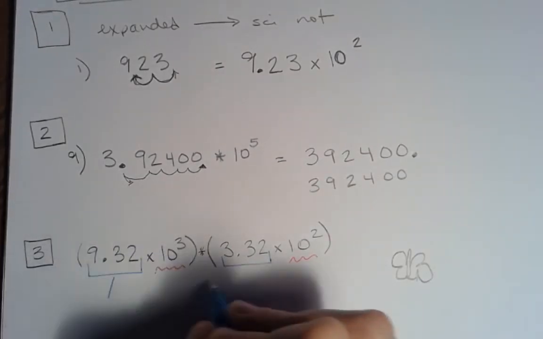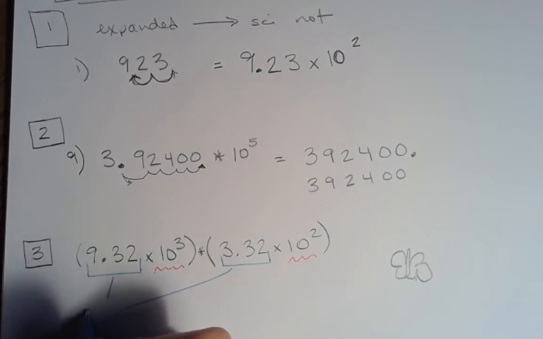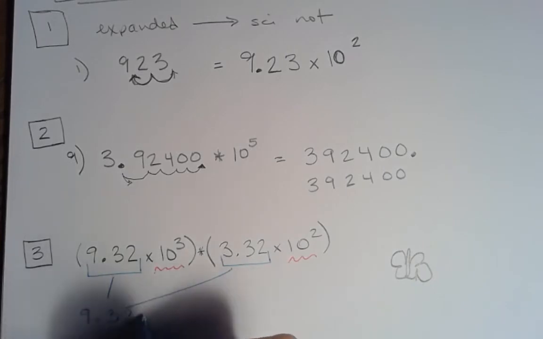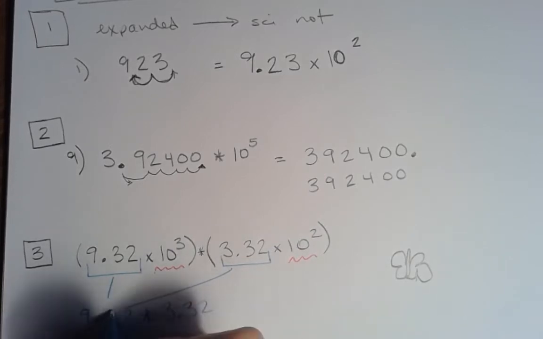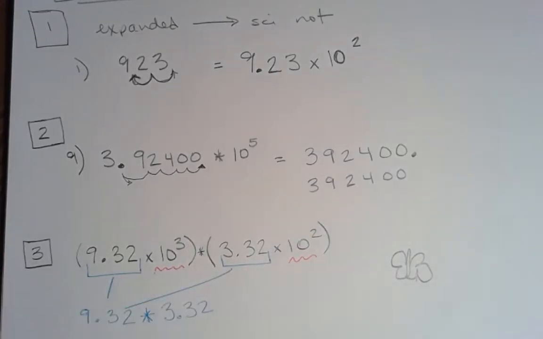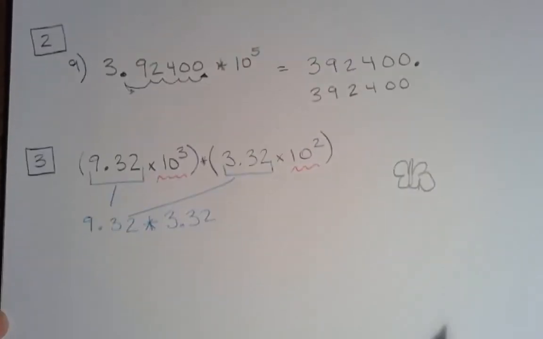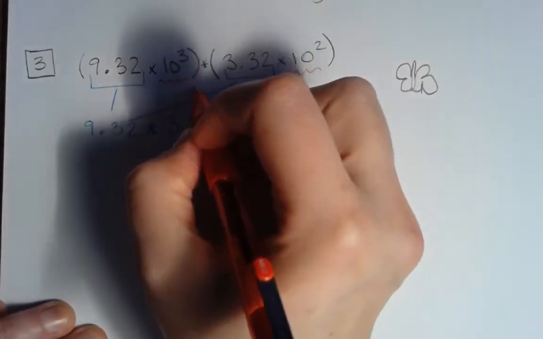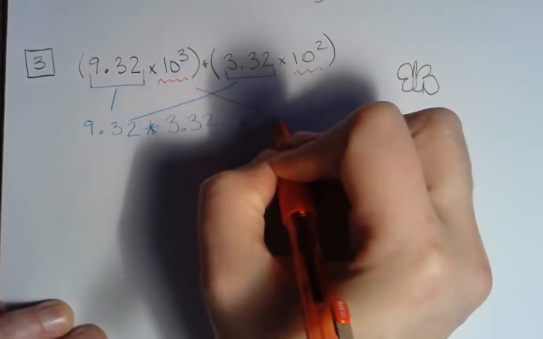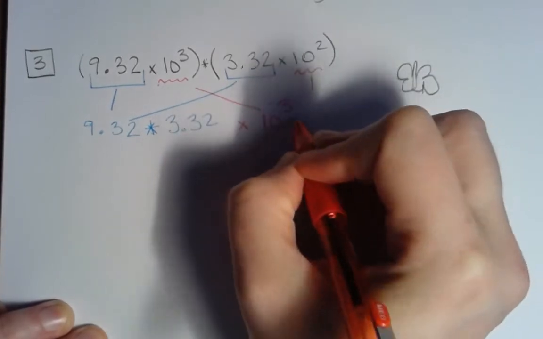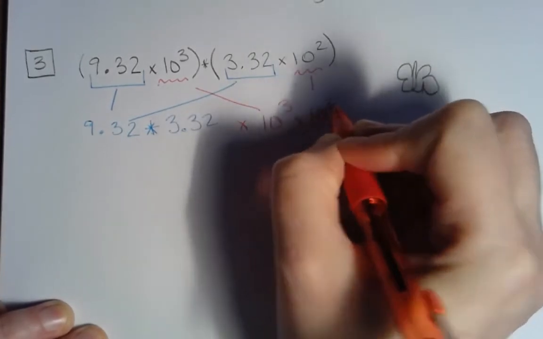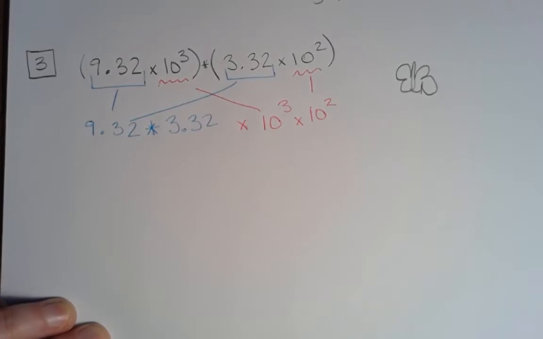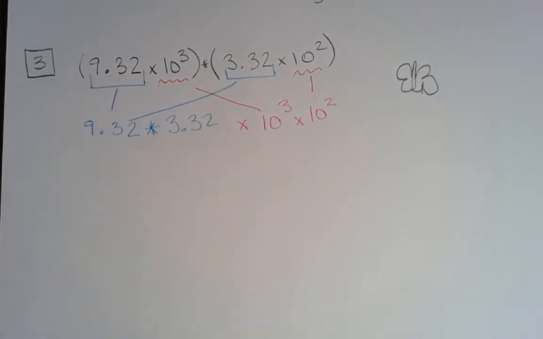Calculator numbers go together. This is a multiply question, so you've got 9.32 times 3.32. So those are our calculator numbers. We can punch that into a calculator, and that is a great option. And then we have our scientific notation numbers. We've got times 10 raised to the 3rd power times 10 raised to the 2nd power. And even though that does look kind of gross, you're getting used to it.